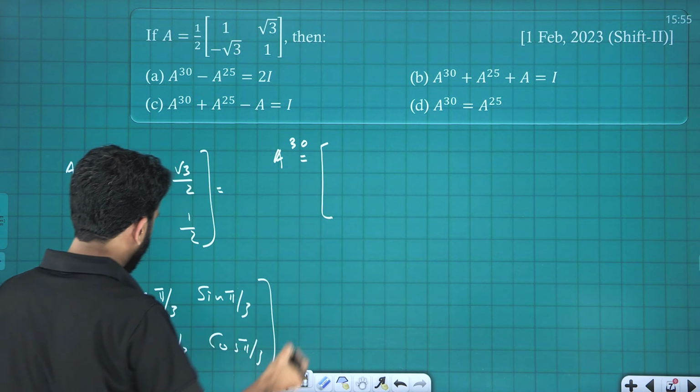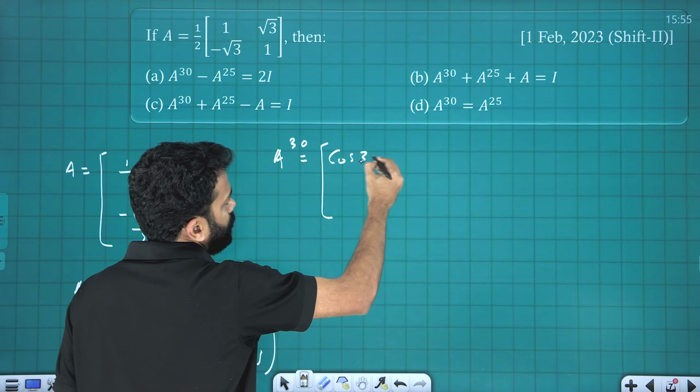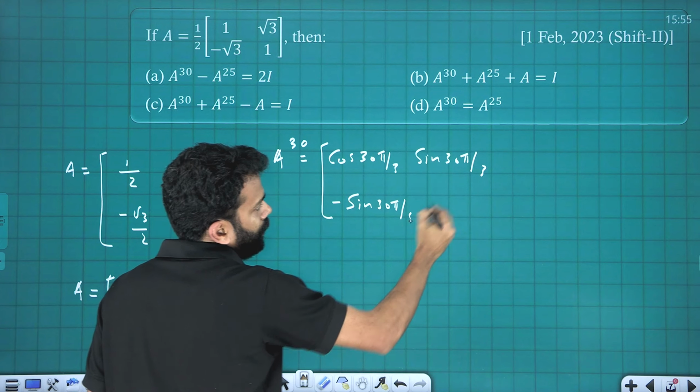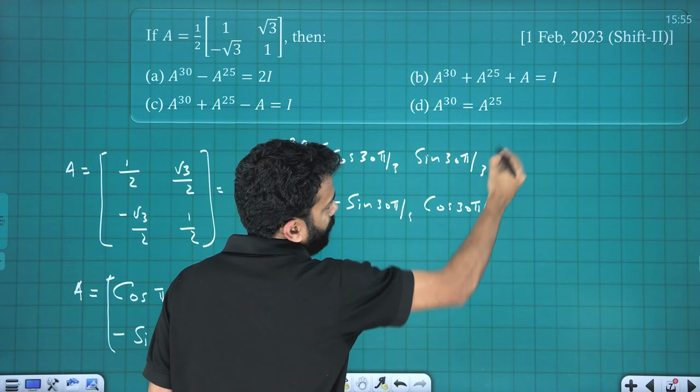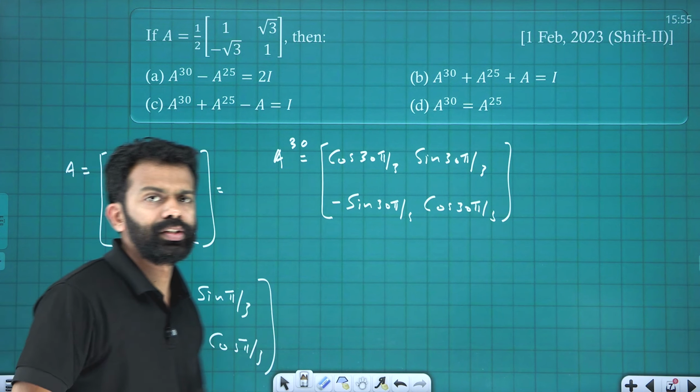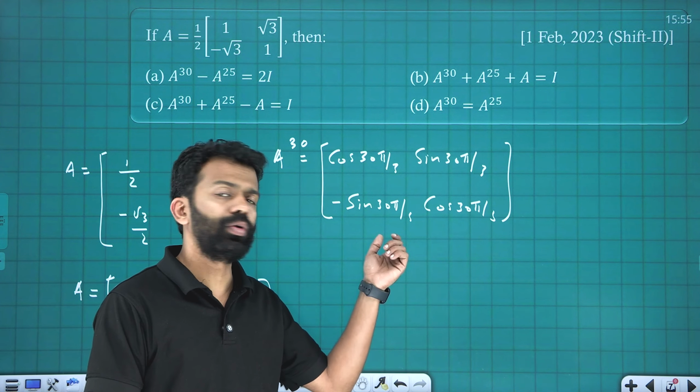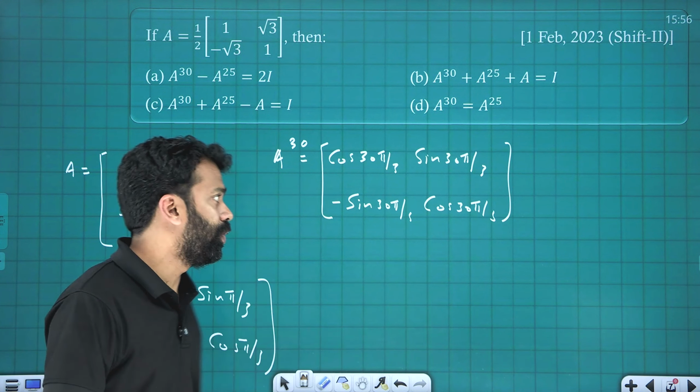A raised to 25. And what is A raised to 30? That is cos 30 pi by 3, sin 30 pi by 3, minus sin 30 pi by 3 and cos 30 pi by 3. Okay, cos 30 pi by 3 is cos 10 pi. And what is cos 10 pi? Even integral multiples of pi for cos is 1 and for odd is minus 1. Okay, therefore A^30 is equal to, this is 1, and sin 10 pi, integral multiple of sin is 0, you know that, and this is 1.